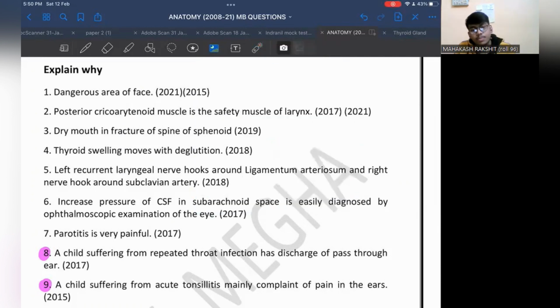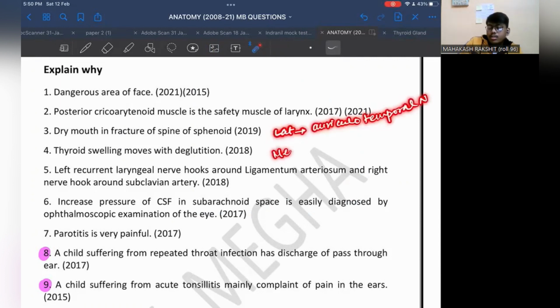Dry mouth in fracture of the spine of the sphenoid. The spine of the sphenoid is related to two nerves. Laterally, it is related to the auriculotemporal nerve, and medially, the chorda tympani.